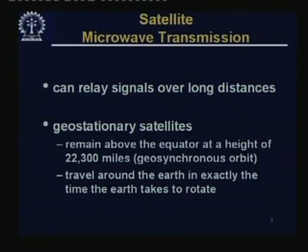There are different kinds of satellites, and one of the most commonly known ones are the so called geostationary satellites. They remain above the equator at a height of 22,300 miles approximately, which is the geosynchronous orbit. They travel around the earth in exactly the time the earth takes to rotate.